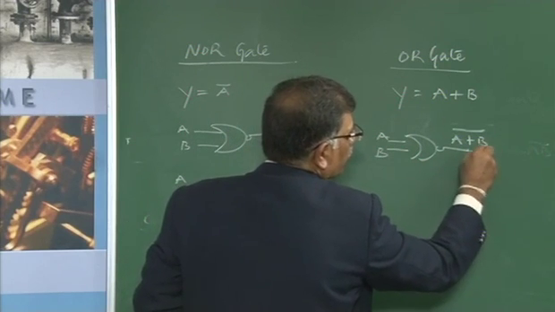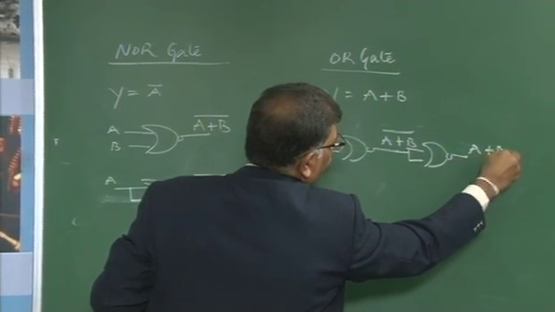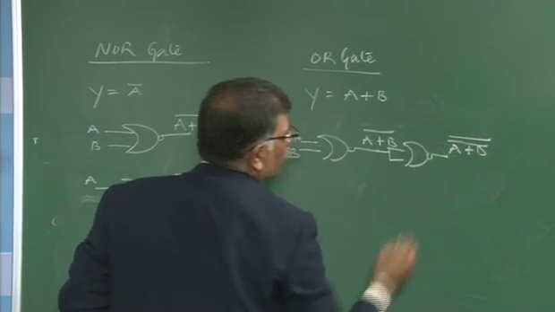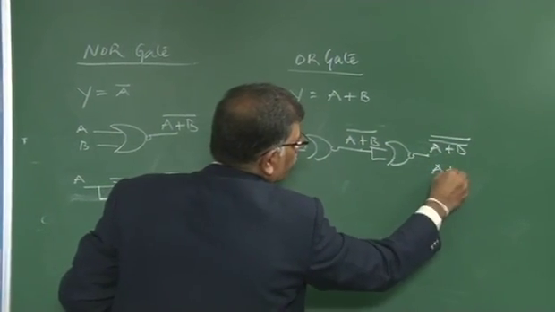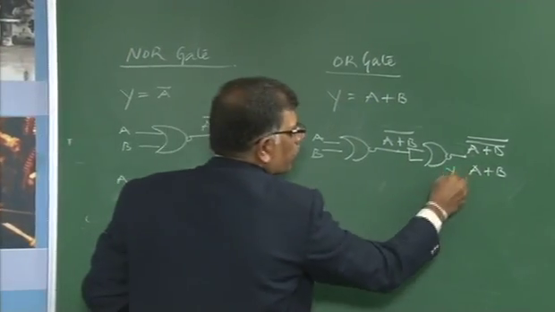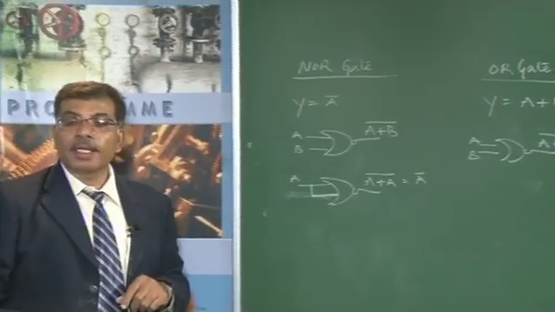I will take another NOR gate and connect it like this. (a plus b) bar is already there as the input to this gate, and I get one more bar, so the output expression is equal to a plus b. This is y is equal to a plus b. This is the OR gate realization using only the NOR gate.